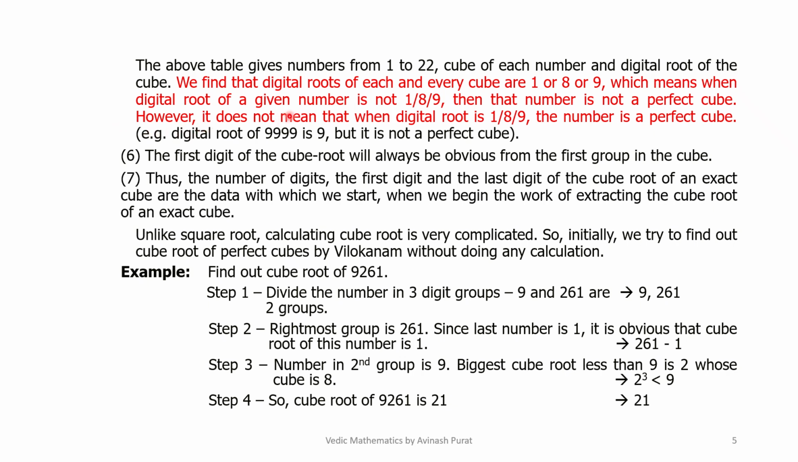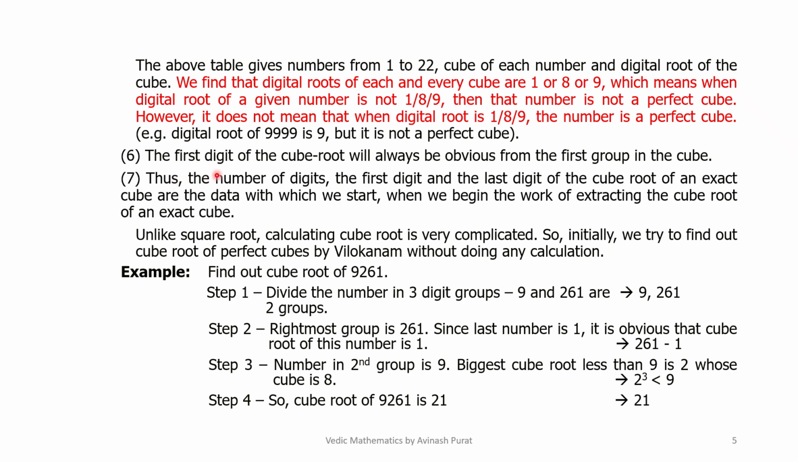We find that digital roots of each and every cube are 1 or 8 or 9, which means when digital root of a given number is not 1 or 8 or 9, then that number is not a perfect cube. However, it does not mean that when digital root is 1 or 8 or 9, the number is a perfect cube. For example, digital root of 9999 is 9, but it's not a perfect cube.